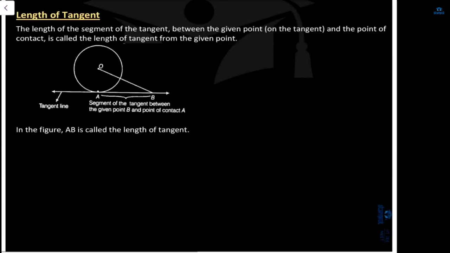What is the length of the tangent? Okay, length of the tangent is the length between the point of the line and the point of contact. Basically, hypotenuse of the triangle. No, not the hypotenuse. The length of the segment of a tangent between the given point on the tangent and the point of contact. This one. तुम इसको समझ गए क्या? Yes. Here AB is the length of the tangent, so point of contact and the given point on the tangent. So P is the given point on the tangent and A is the point of contact.